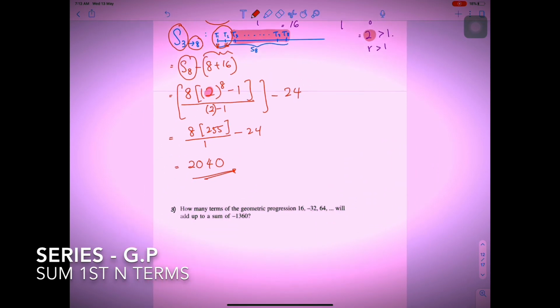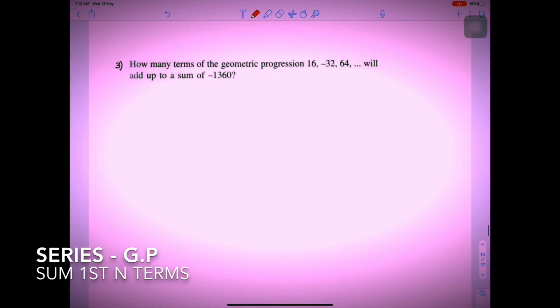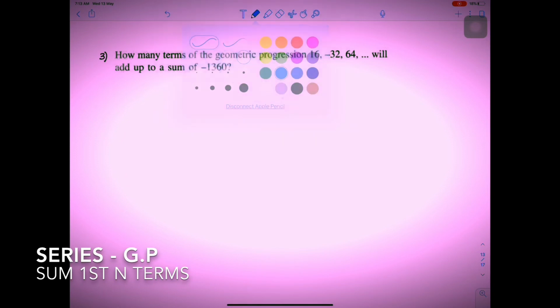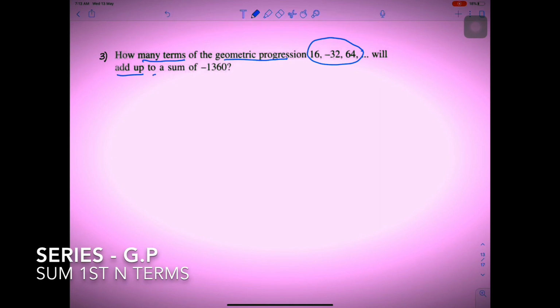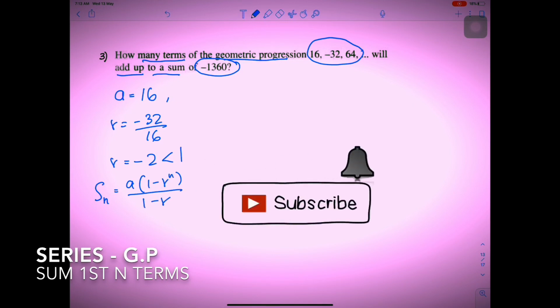Alright, now let's continue with number 3, the last question we are going to discuss. How many terms of the geometric progression will add up to a sum of negative 1360? From the question, first we collect all the information: a equals 16, r equals negative 32 divided by 16, so you get negative 2. Negative 2 is less than 1, so we are going to use Sn equals a(1 minus r power of n) over 1 minus r.